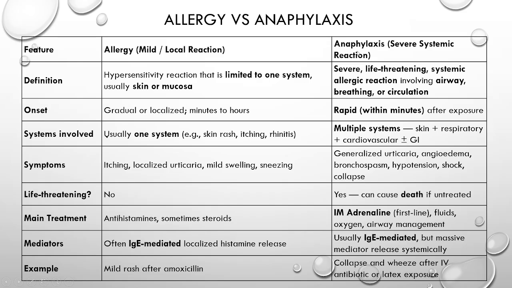So what is anaphylaxis? It's a severe, life-threatening, systemic allergic reaction involving airway, breathing and circulation, which is of rapid onset and involves multiple systems: skin, respiratory, cardiovascular and gastrointestinal. Generally the symptoms will be generalized urticaria, angioedema, bronchospasm, hypotension, shock and cardiovascular collapse. So absolutely it is life threatening and it can cause death also.